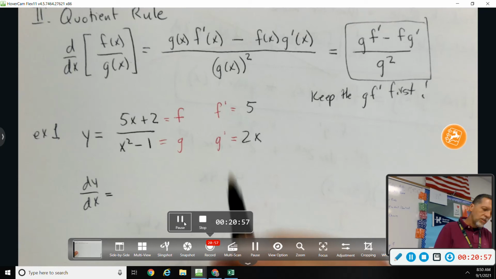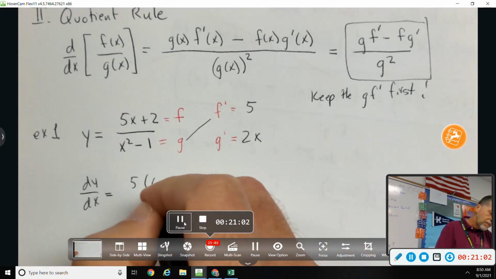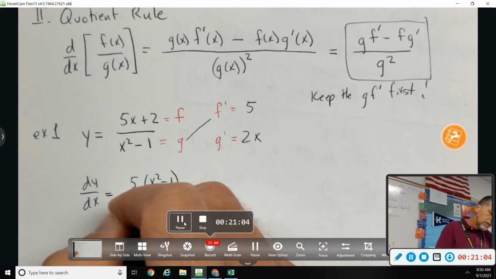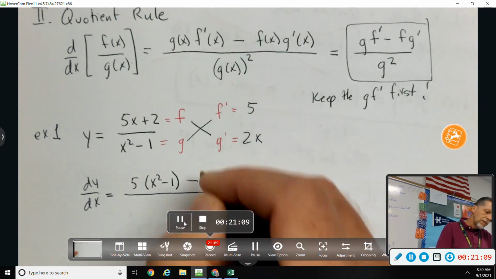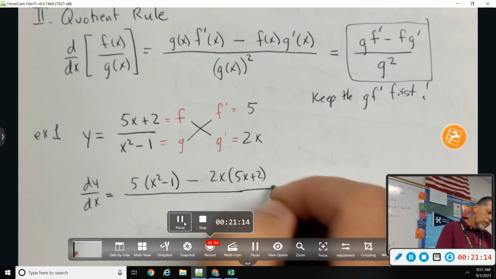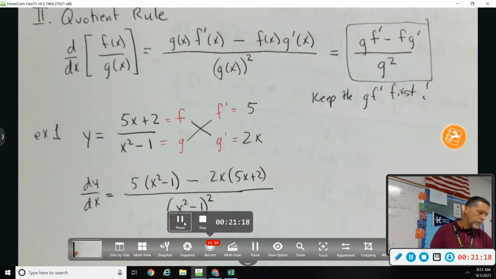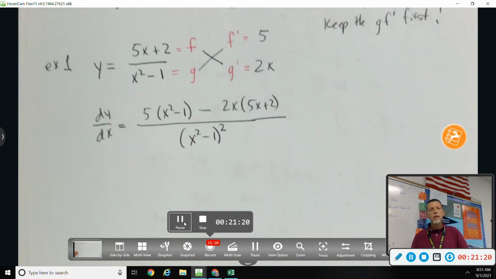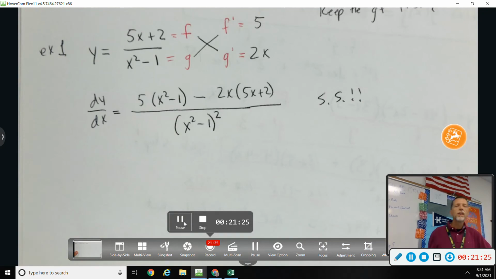And so gf prime comes first. 5 times x squared minus 1, minus the other way around. 2x, 5x plus 2, all over g squared. Safe stop, yay. We'll leave that one alone. Multiple choice, maybe you distribute, collect like terms, go from there.